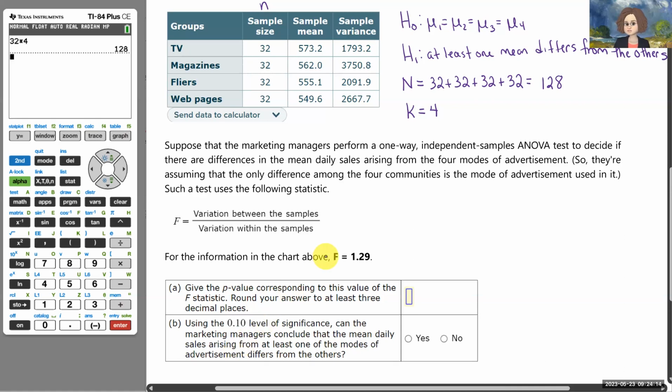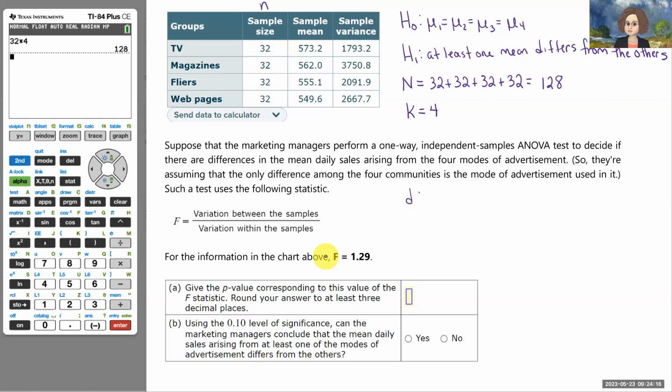So the F distribution has 2 degrees of freedom, one for its numerator and one for its denominator. So degrees of freedom for the numerator is k minus 1, and for the denominator is capital N minus k. So in this case, we have 4 types of advertising, 4 populations under consideration. So 4 minus 1 is 3. And then our capital N was 128 pieces of data, minus k was 4 populations, and that's going to be 124.